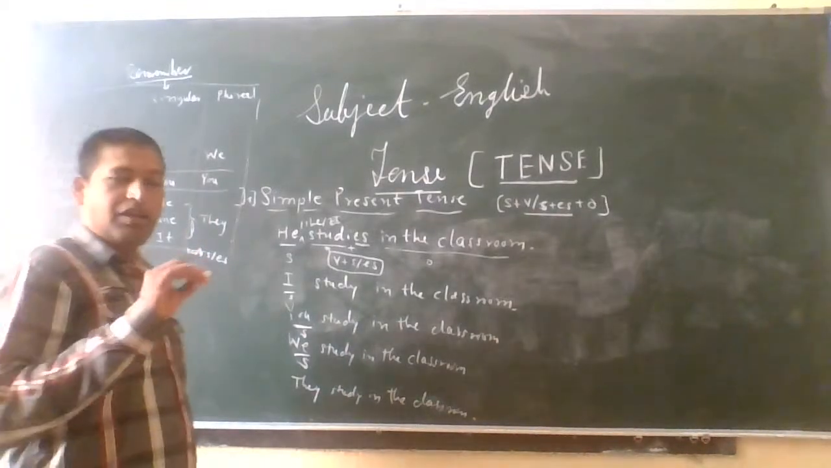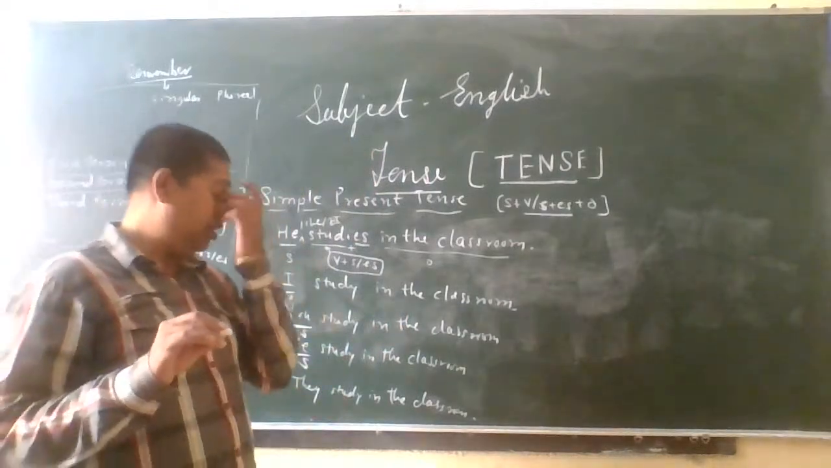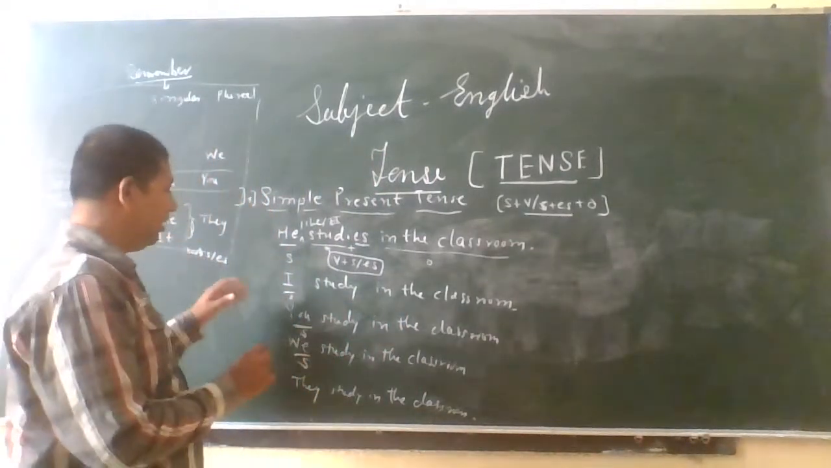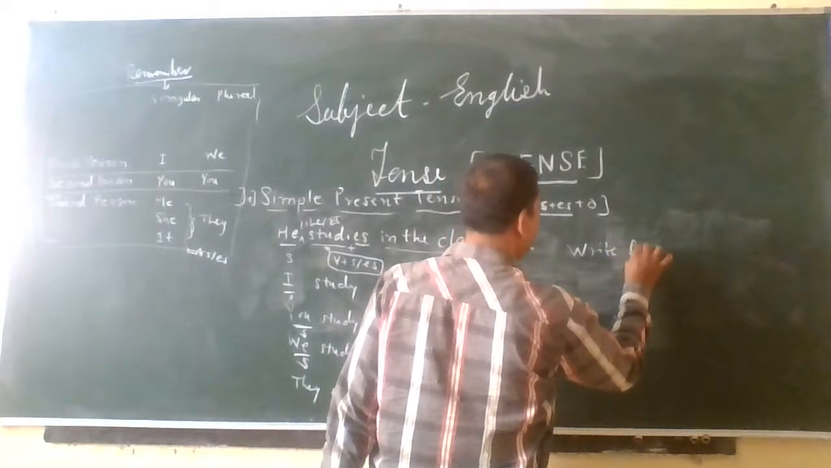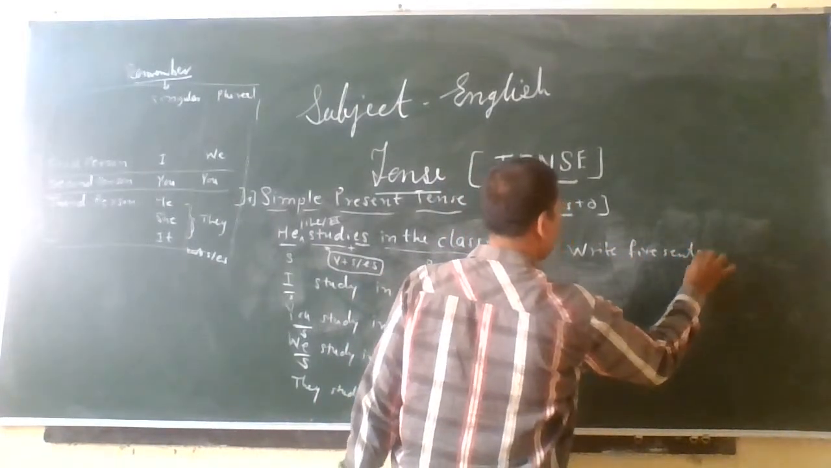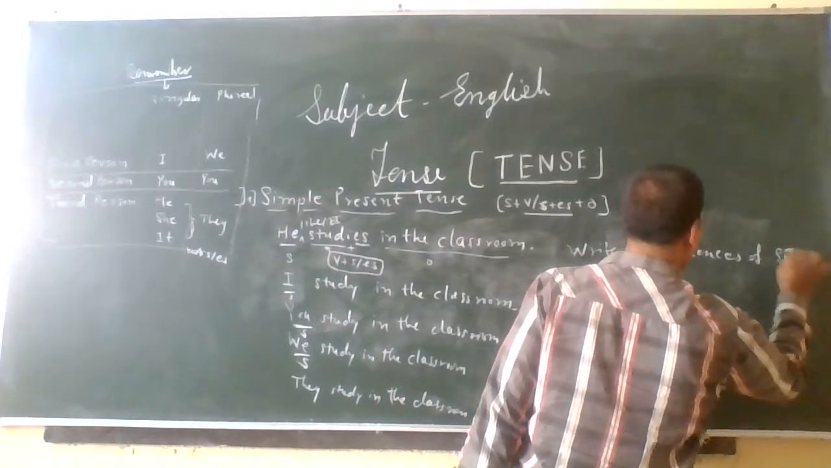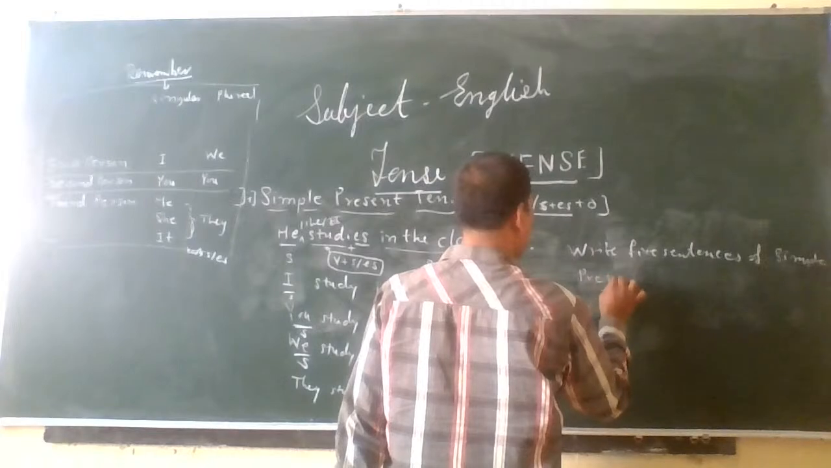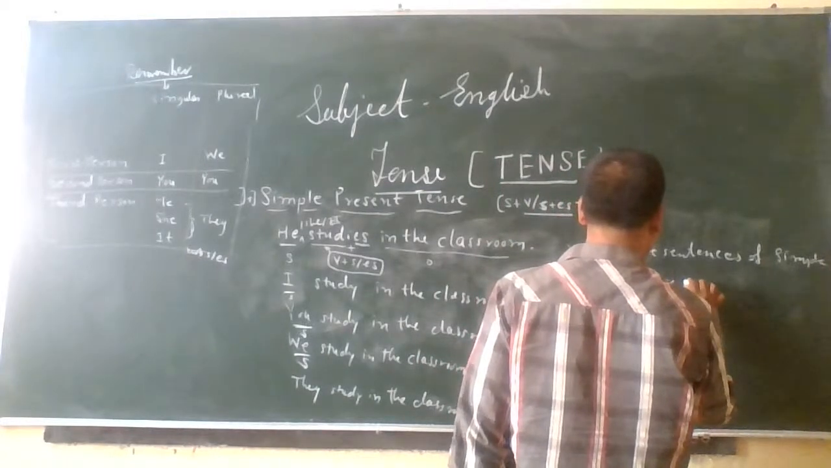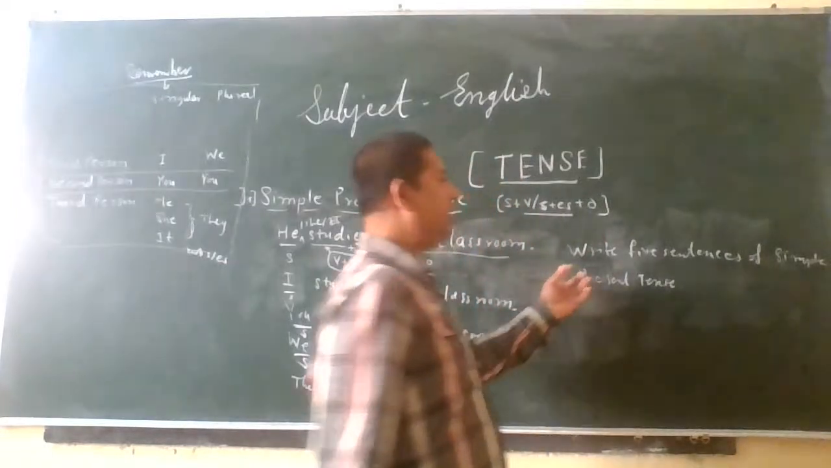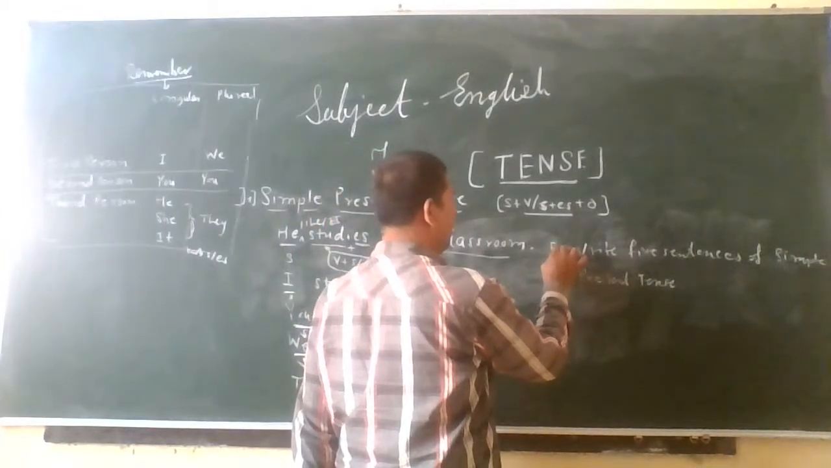Now you have to write in your notebook. Write five sentences of simple present tense in your notebook. This is exercise number one.